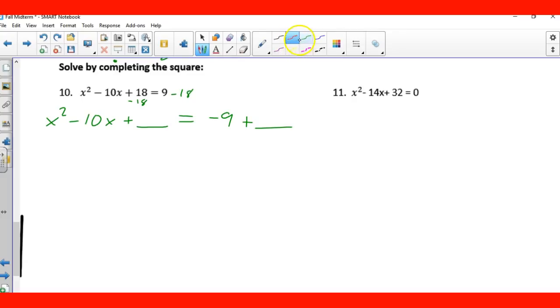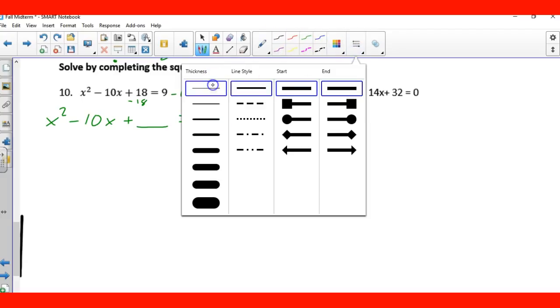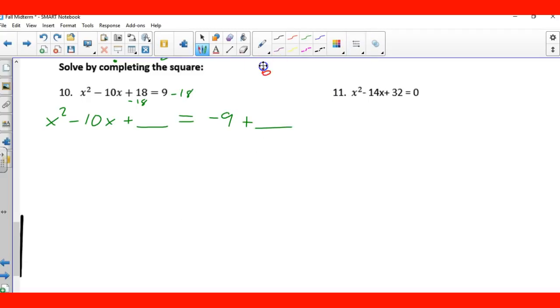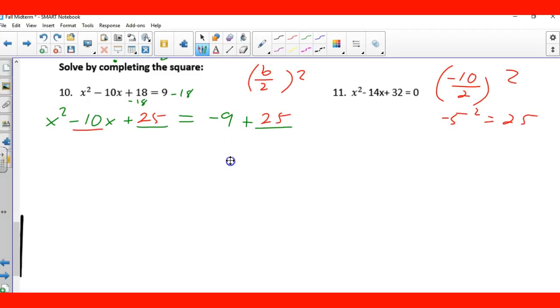Okay? Now, when you do this, completing the square, remember the equation b divided by 2 squared? Well, in this case, b is negative 10. So we're going to go negative 10 divided by 2 squared. So negative 10 divided by 2 is negative 5. And negative 5 squared is 25. Like that.